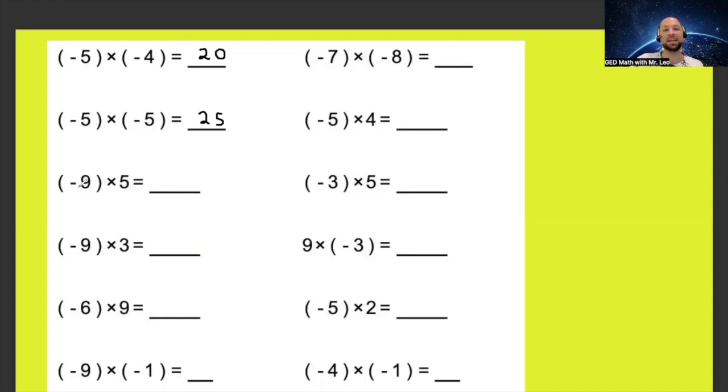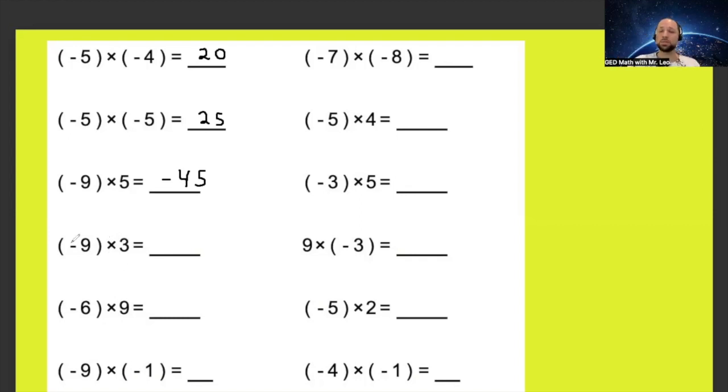Next one here, -9 times 5. I see one negative sign. That's going to go in the answer. 9 times 5 is what? 45. Final answer, -45. Now, you might notice the parentheses here. In this case, these parentheses are just here to stay organized to make things look a little easier. I could remove all the parentheses from this page and the math would be the same. You're going to see this both ways when you take the GED test.